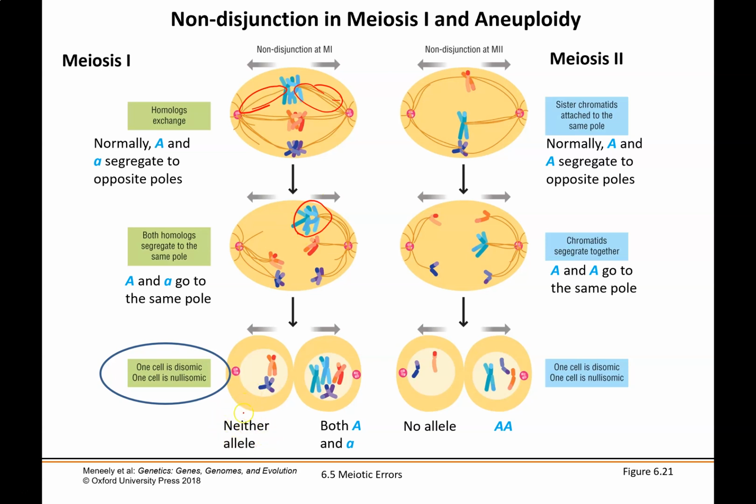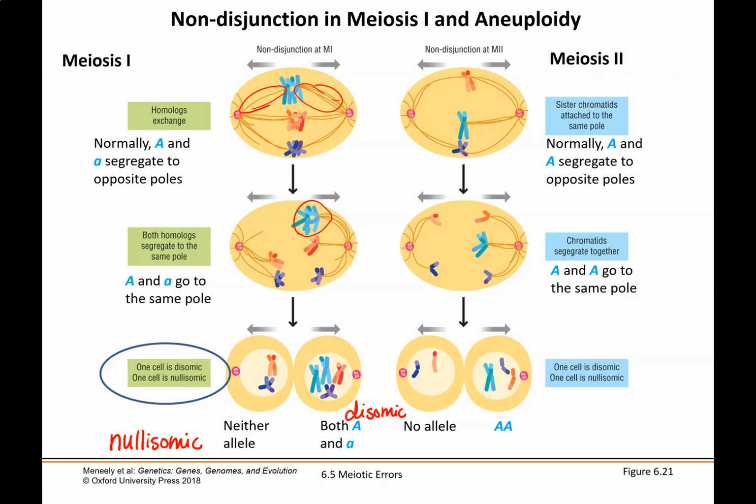In this cell on the left, once meiosis 1 is finished, there's no blue chromosome there. There's no A alleles for that chromosome. The other cell, the other half, has received both copies of that chromosome. So this cell that is missing a chromosome is called nullosomic. Somy or somic refers to number of chromosomes. Null means none, so it's missing one chromosome, one homolog. The other cell is disomic, which means that it has 2 copies of that chromosome.